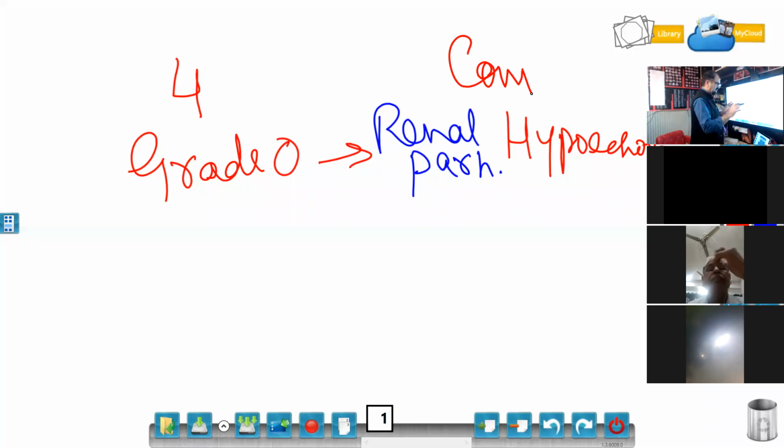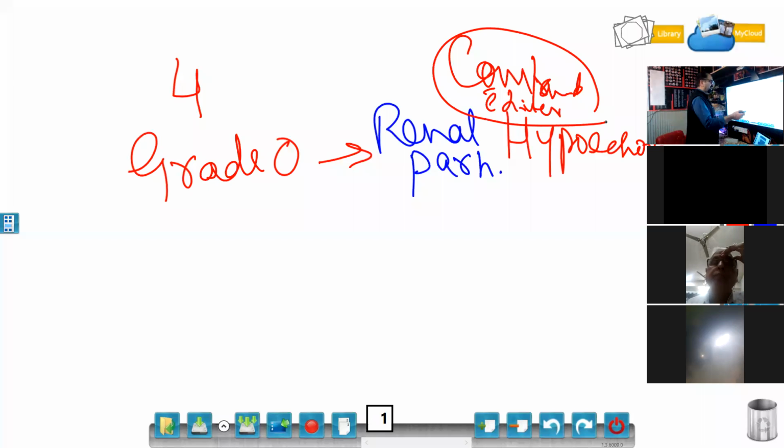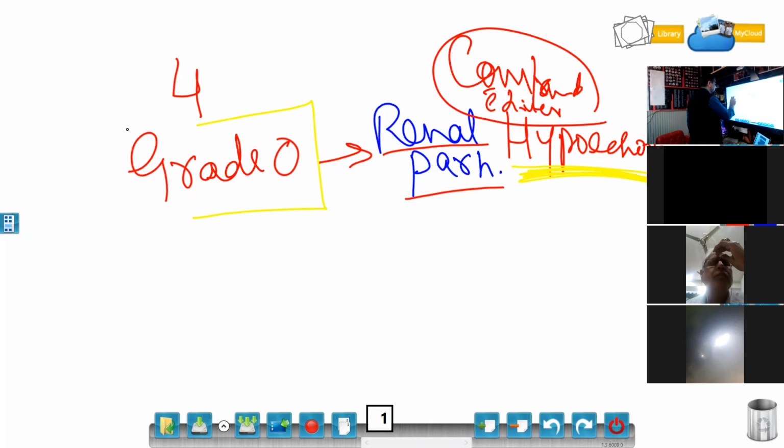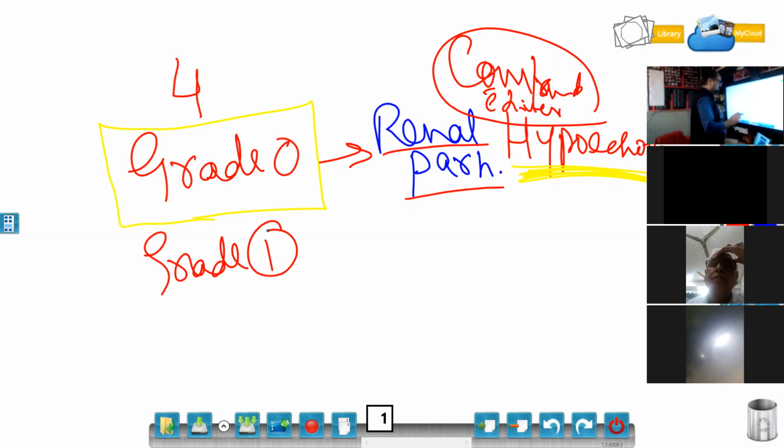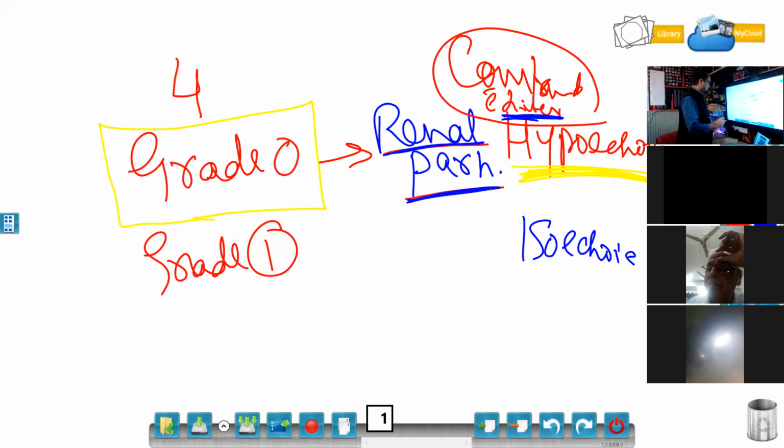Please try to draw this in your notebooks. Compared with liver. So when I'm comparing it with liver, what I'm comparing is the renal parenchyma. It is hypoechoic. That is grade 0. Now, grade 1. Grade first is when it is isoechoic. It means both liver as well as the renal parenchyma, they are equal. So that is grade 1.